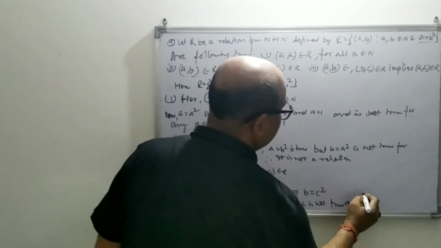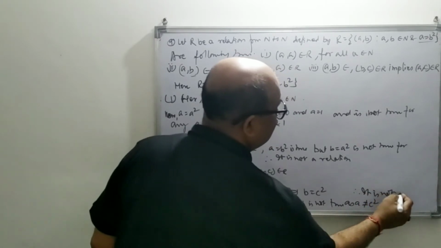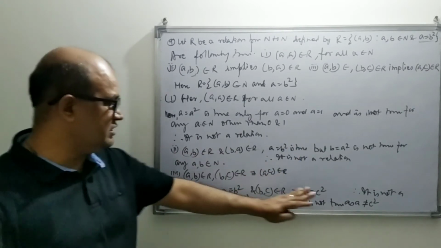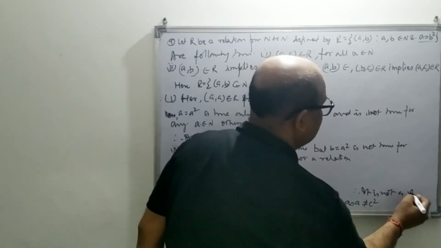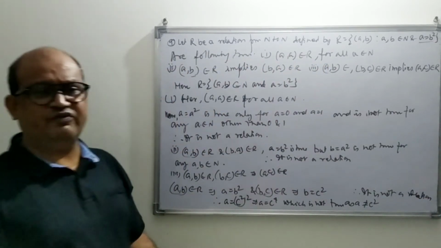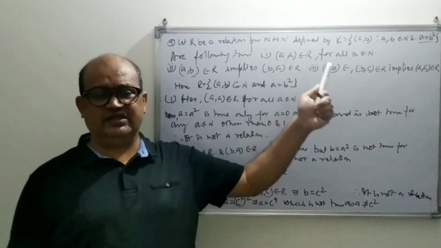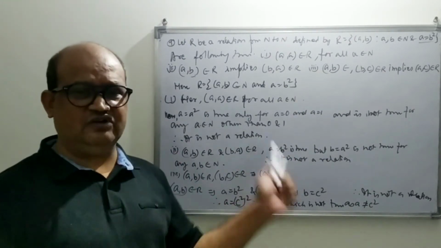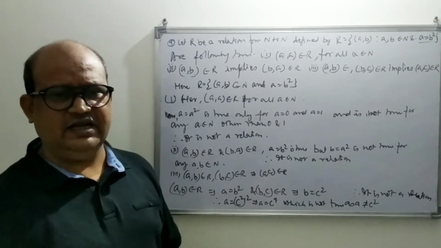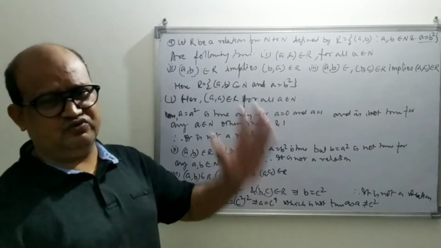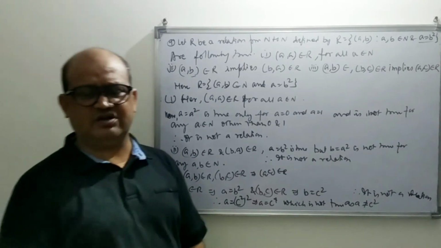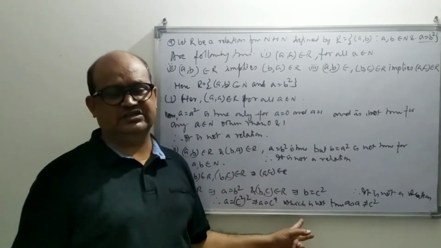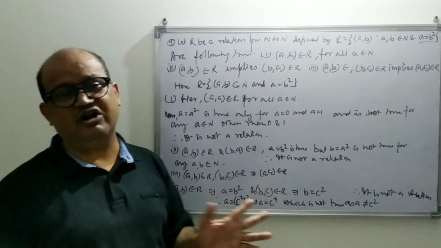And this is also not a relation. So, what I got here also is not a relation. In all cases, they are not relations, because A equal to A square is true only for A equal to 0 and A equal to 1. A equal to B square and B equal to A square is not true for any natural number. And A equal to B square, B equal to C square, that implies A equal to C square, is not at all possible for any natural number. So all three given conditions are not relations.